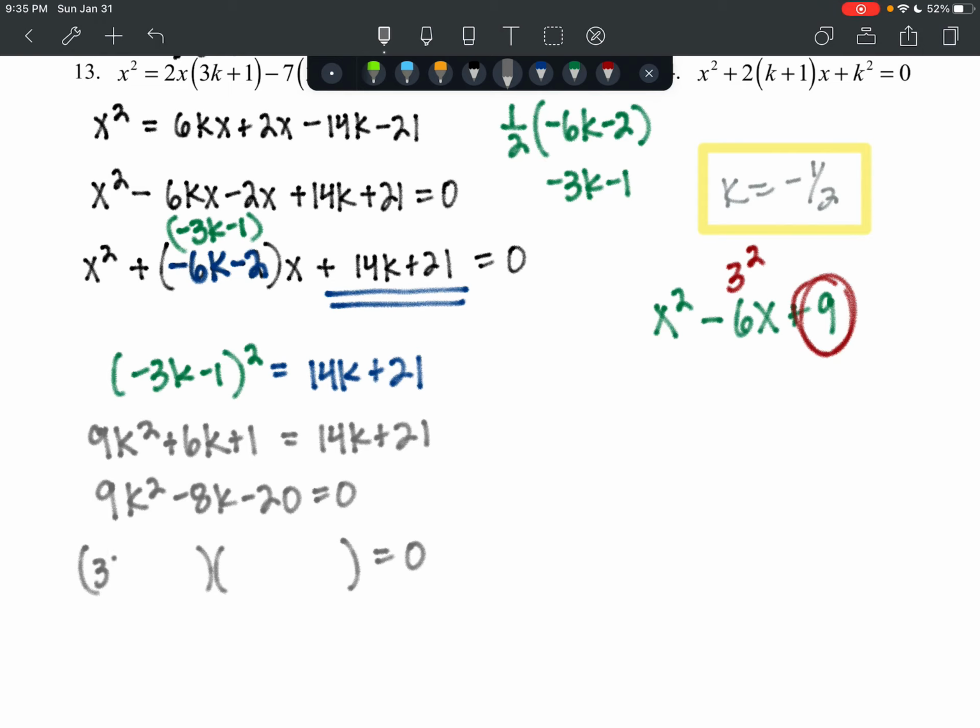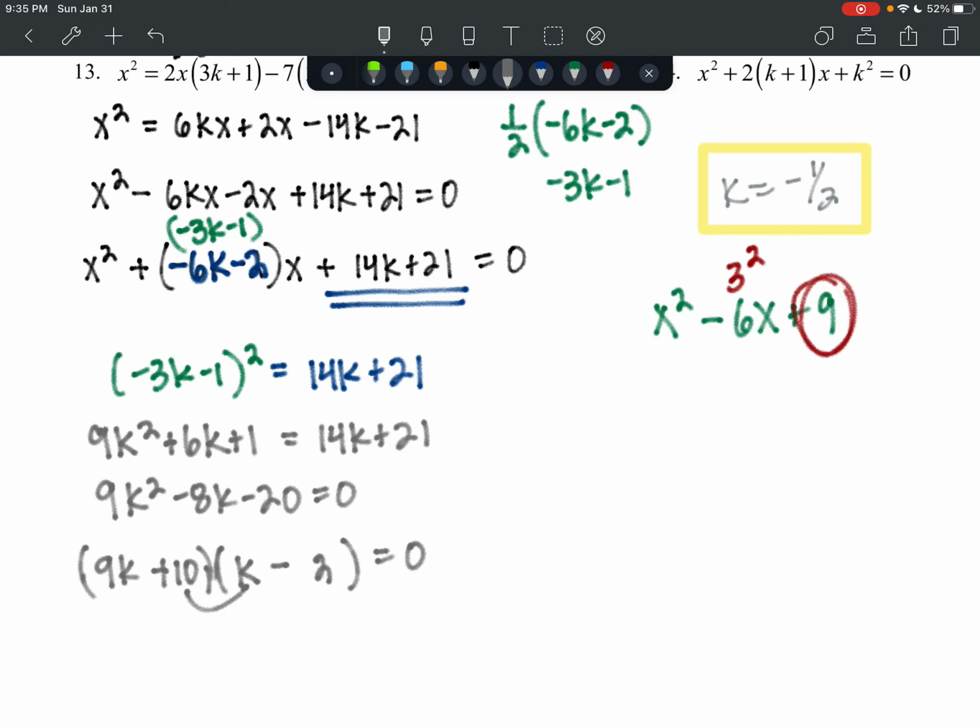I think I'm going to try 3k and 3k. I don't know if that's going to work. Maybe a 4 and a 5. No. 10 and a 2. No. Let's try 9k and k. Now I'm going to try 10 and 2. 10 and 18. That works. So 9k plus 10, k minus 2.